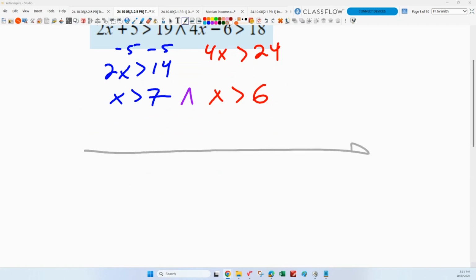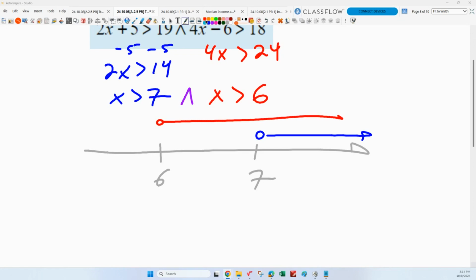So if we graph this statement, we have numbers at 6 and 7. What does the blue graph look like? X is greater than 7. Okay, I'm going to the right. Starting where? 7. With what kind of endpoint? Open endpoint. Okay, good. So it just looks like that, doesn't it? How about the red solution? What would that graph look like? X is greater than 6. Okay, open endpoint to the right.